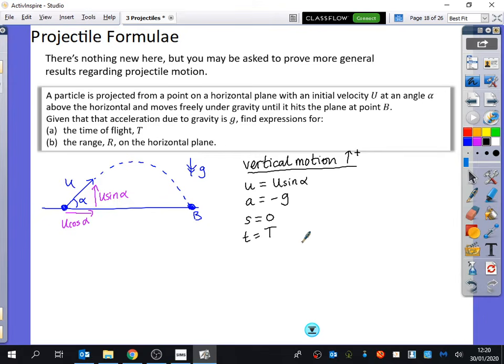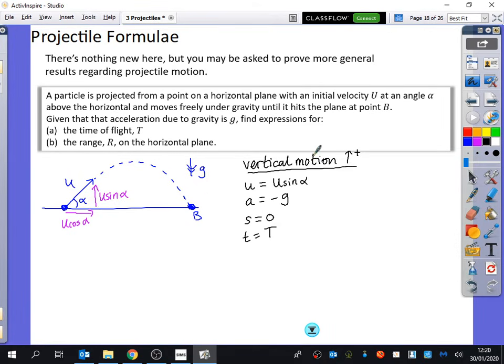Yes, Sadia? Why is S equal to 0? Because the displacement from here to here in a vertical direction is no movement at all. Vertically, it's on the ground. Okay, displacement is not the distance that it's travelled. Remember displacement is, it could have gone anywhere at all. As long as it ended up here, it hasn't displaced vertically.